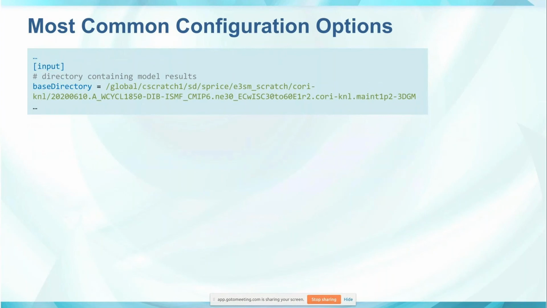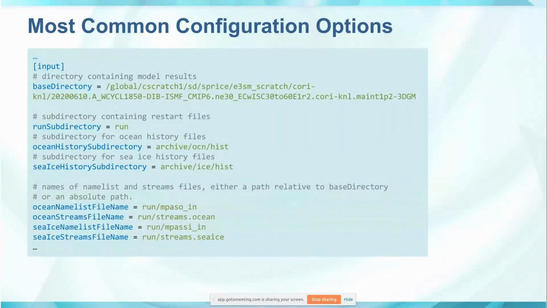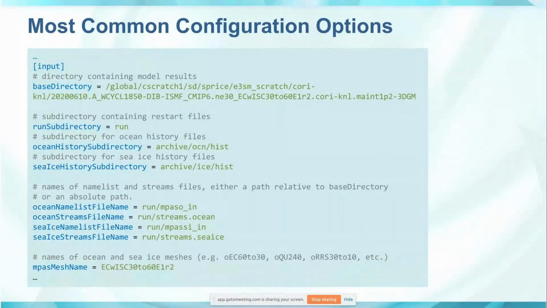Okay, so then obviously, you have to somehow point to the simulation you want to analyze, so that's the input section. And the main thing you'd probably need is some base directory of some simulation. And then you might need to specify some of the subdirectories where maybe you've short-term archived some of the output or something like that. Please ask if you need help with that. Same with the namelist and streams files that I mentioned before. You might need to point to those.